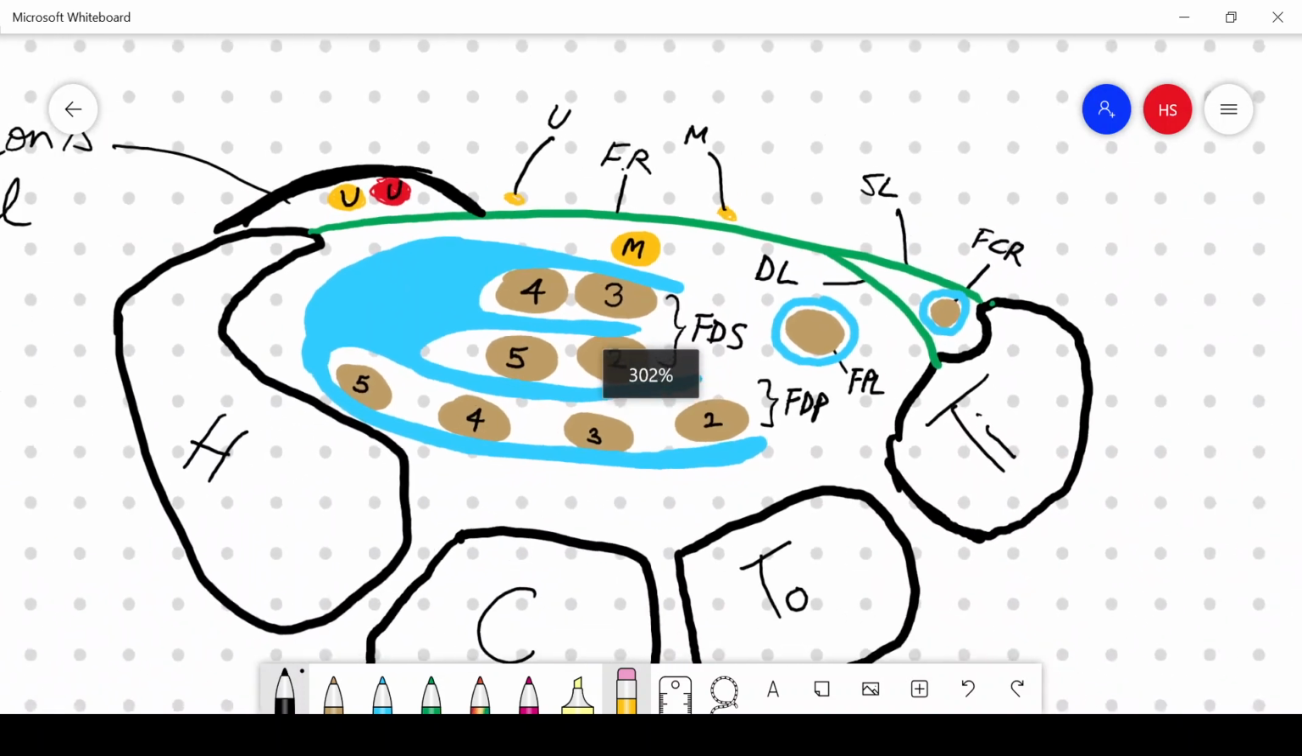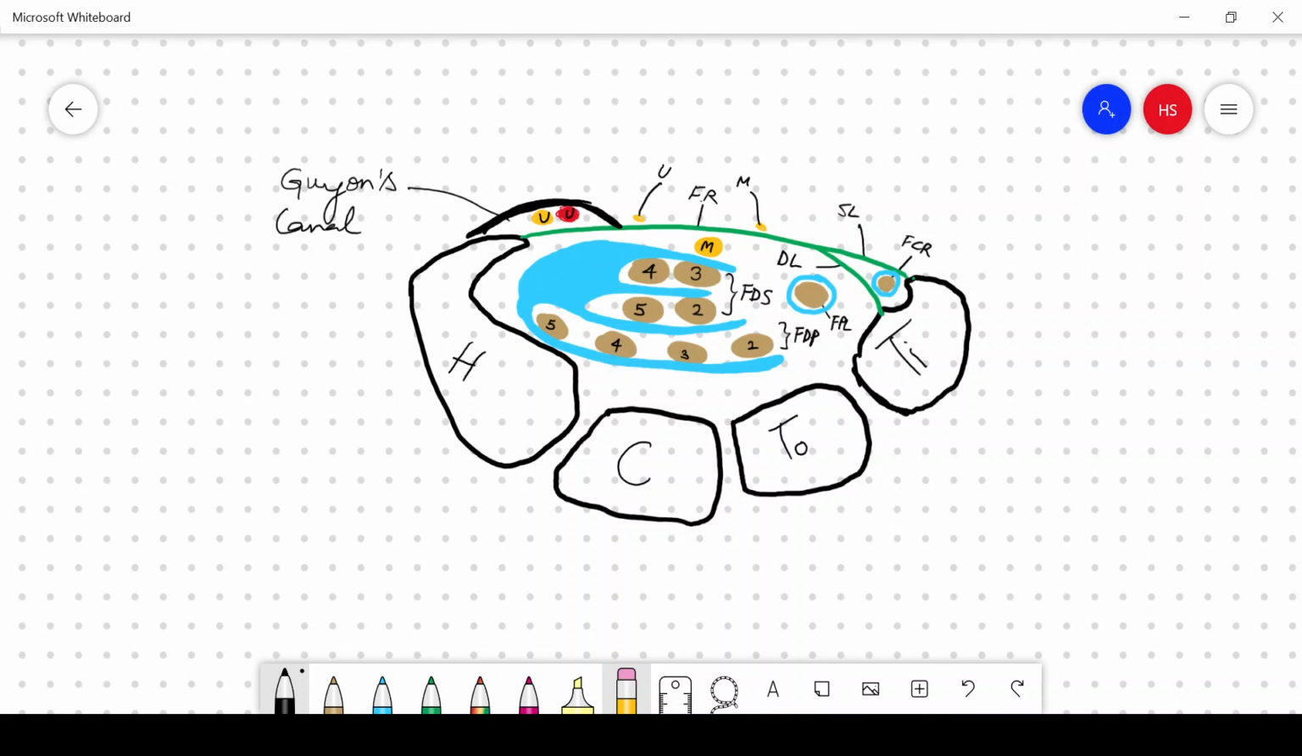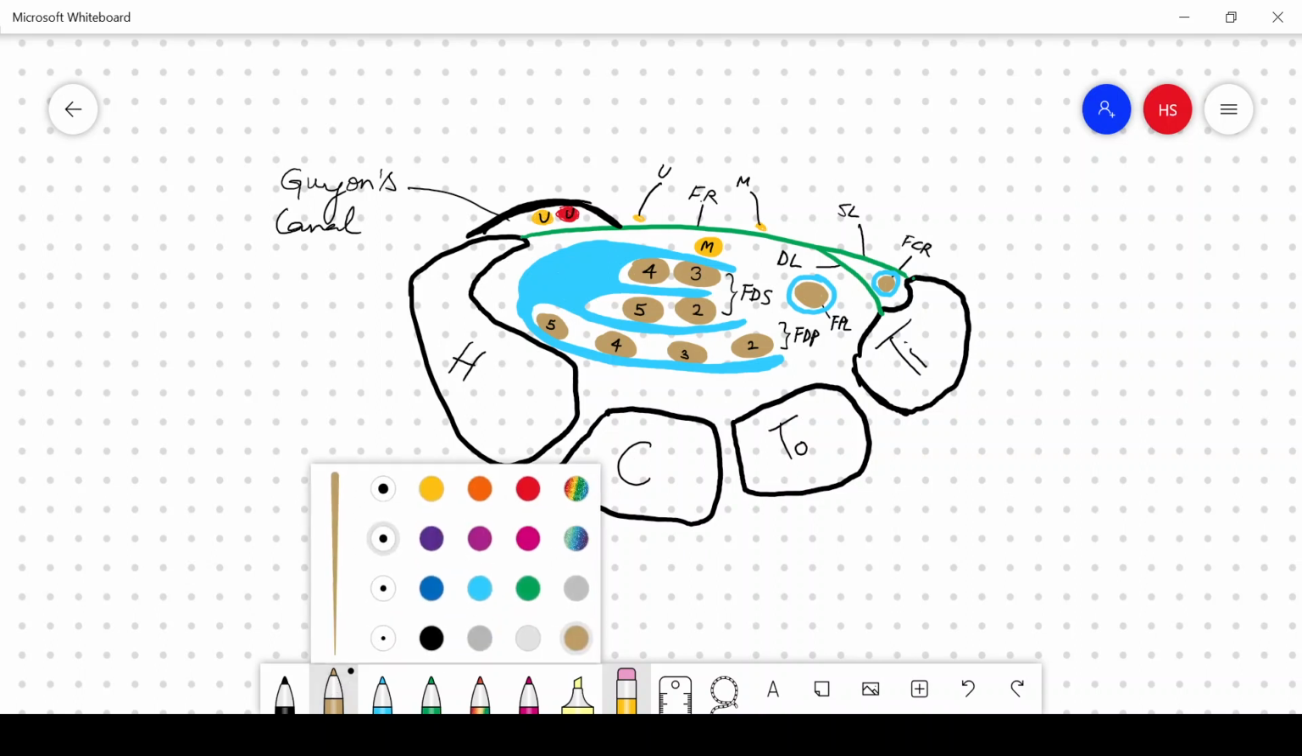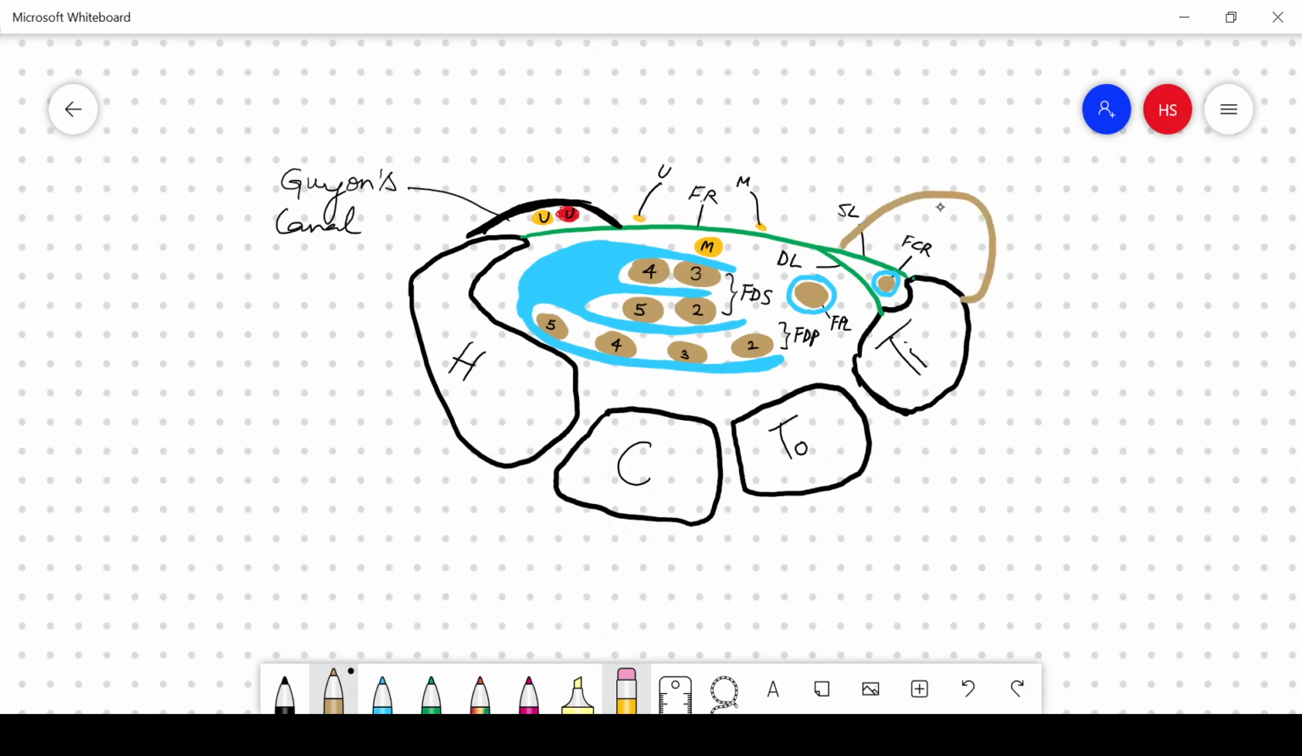Right. So this is basically how it is done, and superficial to the flexor retinaculum laterally and medially, you can show the thenar muscles, and here you can show the hypothenar muscles. You can make the thenar muscles a bit larger, right? So that's how you draw it.